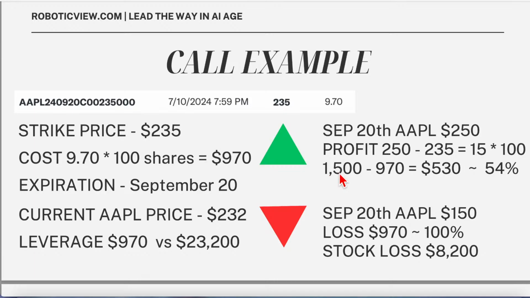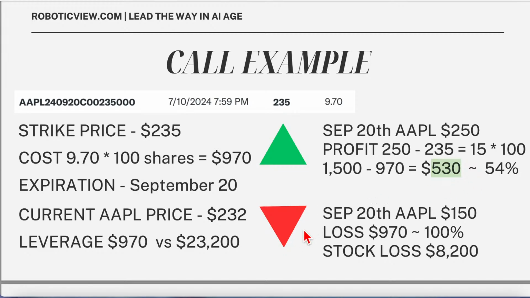To $1,500 minus whatever we have paid for those contracts, which is 970. So profit will be $530, and roughly that will be 54% on our investment. So yes, you see, that's pretty much leverage.